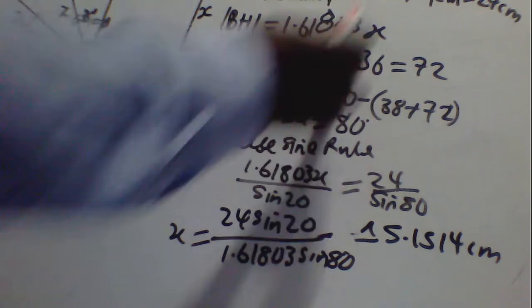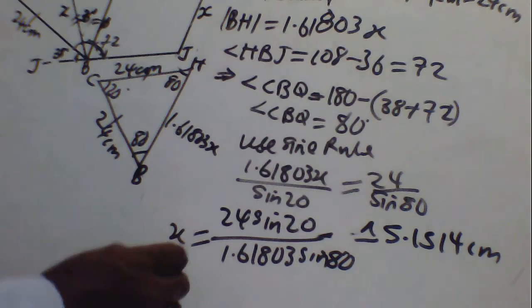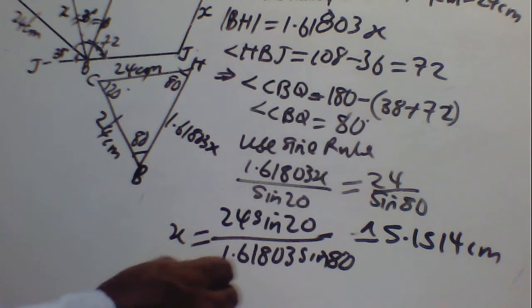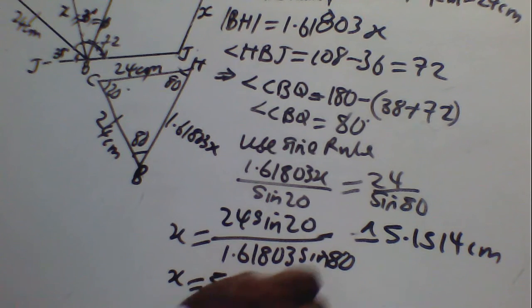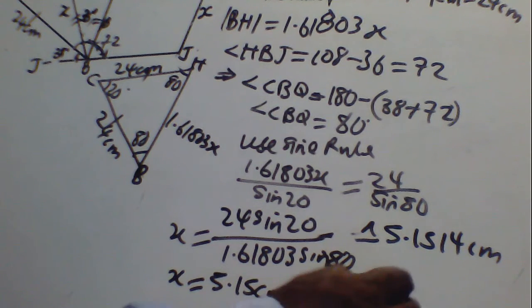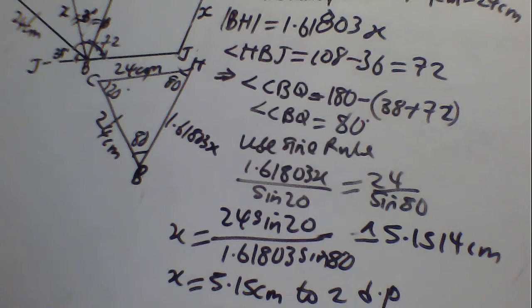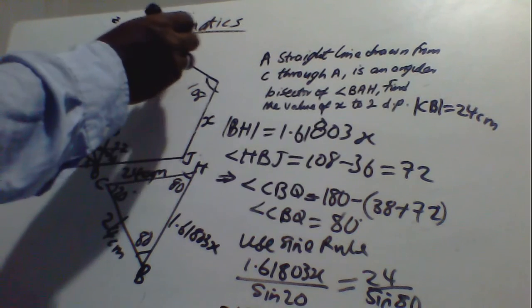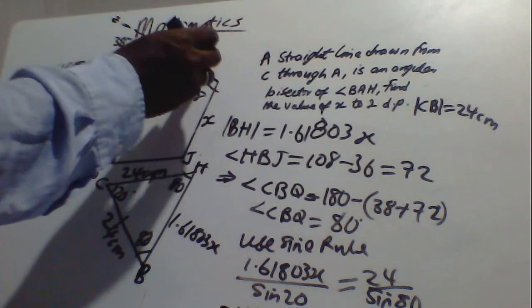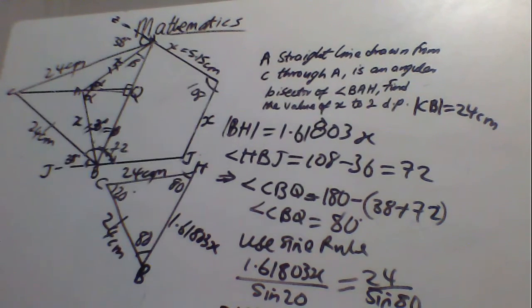So you are asked to leave your answer to 2 decimal places, which means s is equals to 5.15 cm to 2 decimal places. So that is the value of the side length of the given polygon. S is equals to 5.15 cm to 2 decimal places.